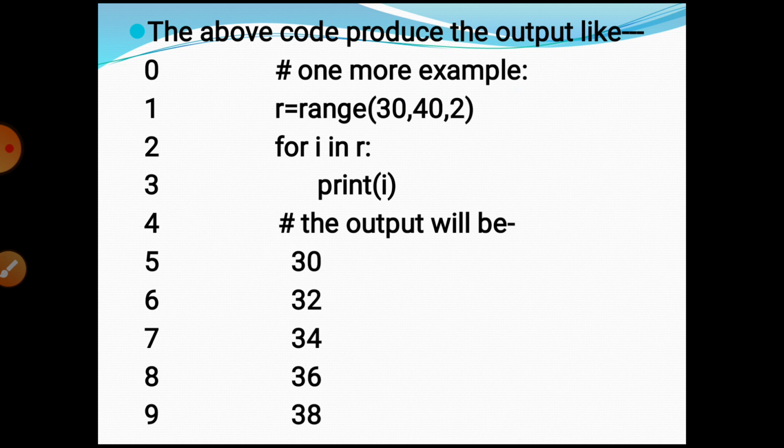One more example here, which shows the syntax behind range. So range, here is the start value, end value and step value. So here r starts from 30 and ends at last minus 1, meaning 39. So for i in range, print i, so it will display 30 first, then it will increase by 2 because the step value is 2. 30, 32, 34, 36, 38 is the output.